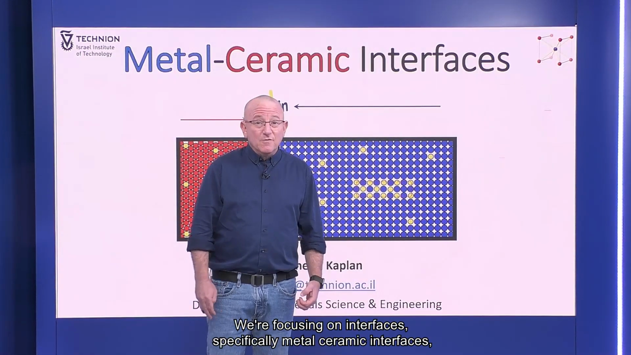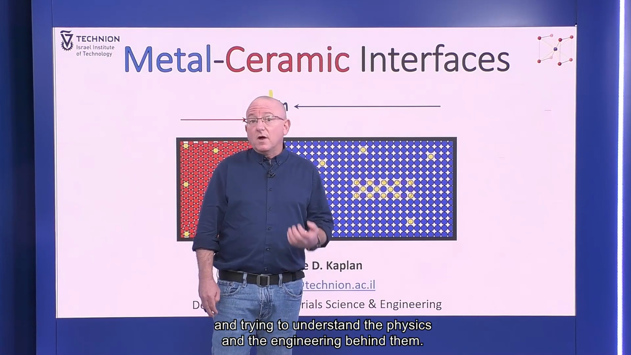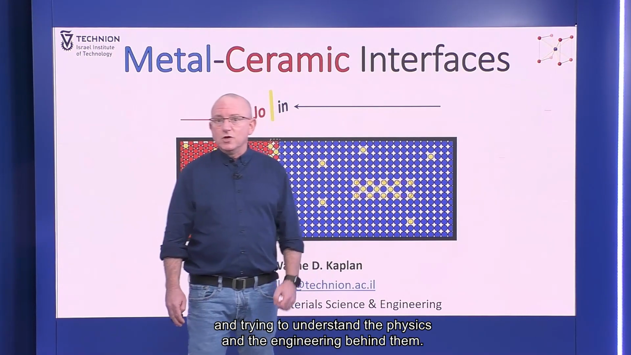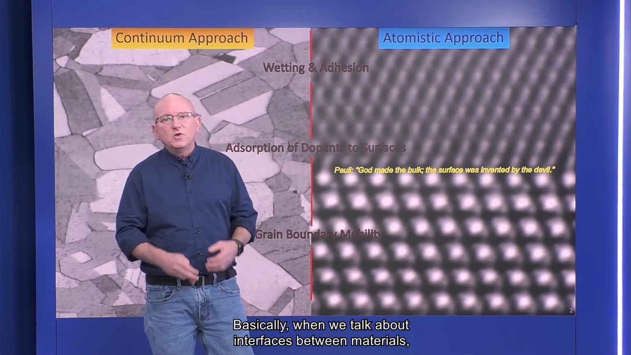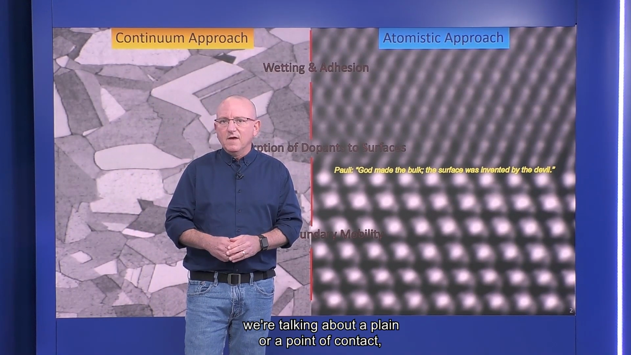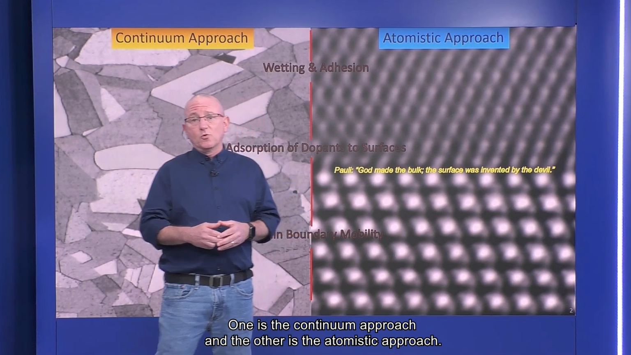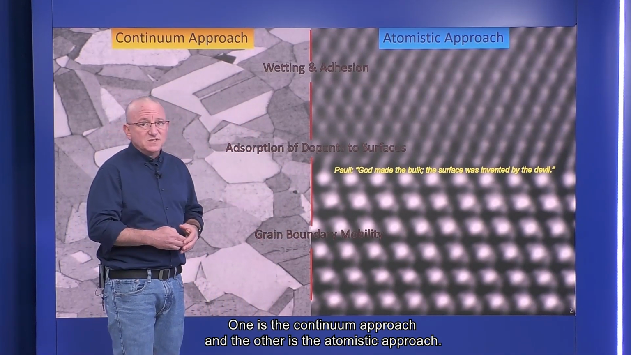We're focusing on interfaces, specifically metal-ceramic interfaces, and trying to understand the physics and the engineering behind them. Basically, when we talk about interfaces between materials, we're talking about a planar point of contact, and there are two main ways to discern or to study what's happening there. One is the continuum approach, and the other is the atomistic approach.